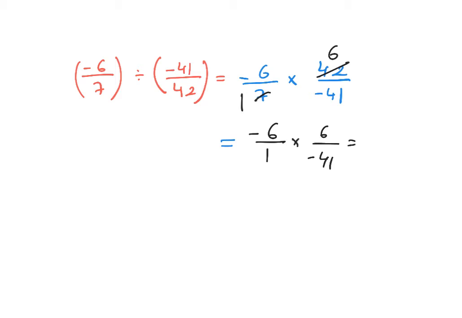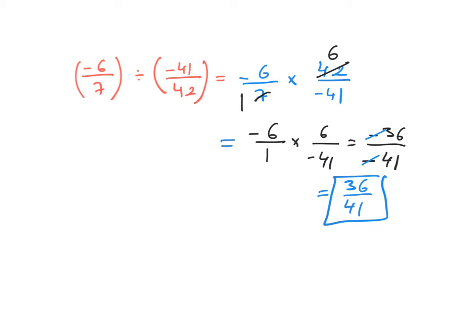Now let's multiply the numerator with the numerator. Negative 6 times 6 is negative 36, and 1 times negative 41 is negative 41. We can remove the signs there. We get 36 over 41, and that's the answer. As you can see, when we simplify before we multiply, we don't even need a calculator.